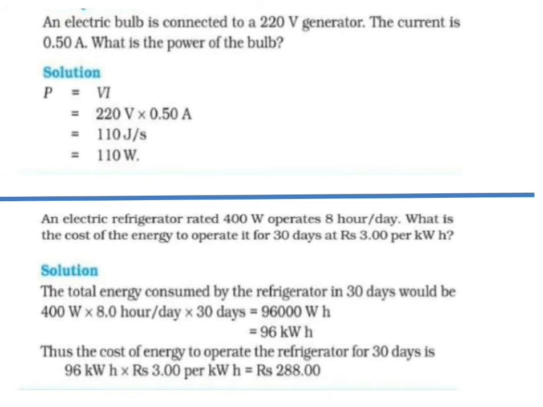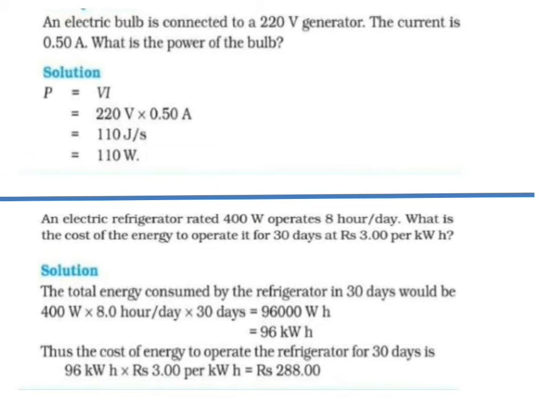So now we are given V and I. We are going to use the formula P equals V into I, that is 220 into 0.5 ampere. So our answer will be 110 joule per second. Please ignore this 110 joule per second, because we know that the SI unit of power is watt. So the answer is 110 watt.